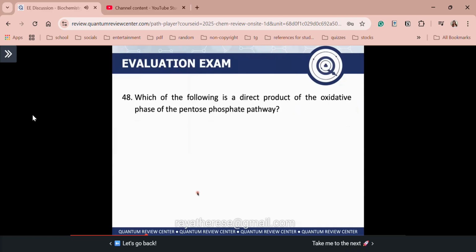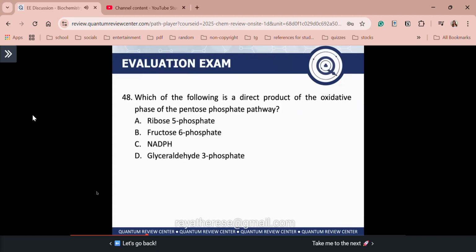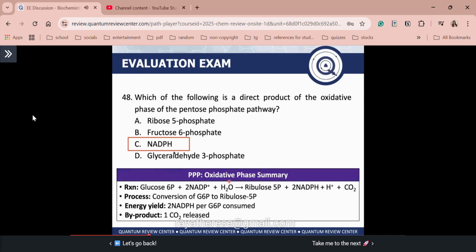Which of the following is a direct product of the oxidative phase of the pentose phosphate pathway? Our choices: A, ribose 5-phosphate, B, fructose 6-phosphate, C, NADPH, or D, glyceraldehyde 3-phosphate. Sir, what is the answer there? Oxidative, right? Isn't it reducing equivalents? Yes, class, that's correct, particularly NADPH. Okay? Again, class, the sugars, such as your A, B, and D, are generated in the non-oxidative phase. Right? Recall, for the oxidative phase, our energy yield is 2 NADPH per glucose 6-phosphate consumed. Right? Number 48 is very easy if you know the ins and outs of your PPP. All right, 48 is letter C.